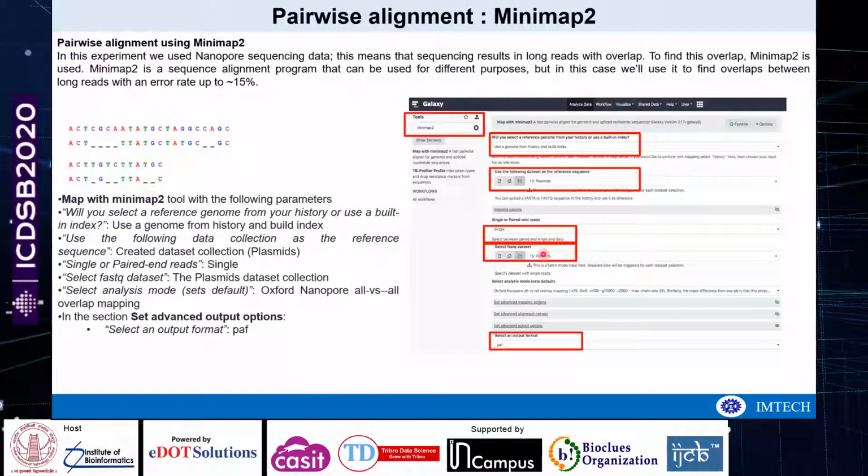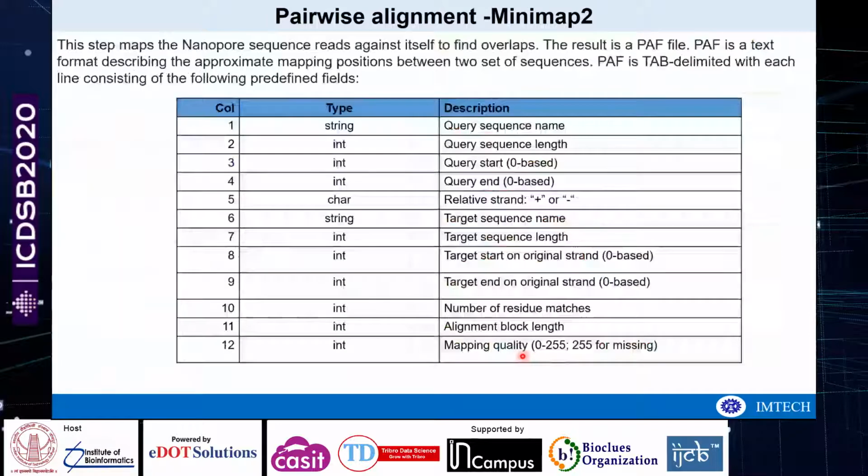In this we are selecting the output format, PAF format. In PAF format, you get all of this description of your particular reads: the query name, query sequence length, your coordinates, relative strand, like forward or negative strand, and target sequence name, target sequence length, target start on the original strand, end on the original strand, and number of residue matches. All of these descriptions you will get from the Minimap 2 tool.